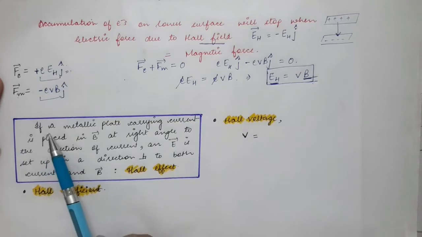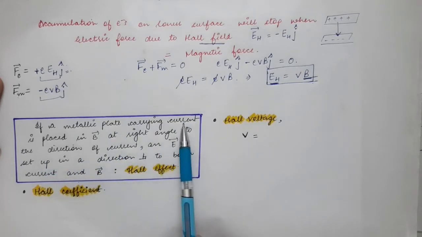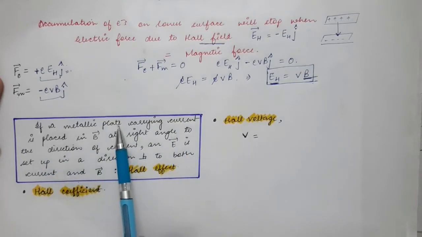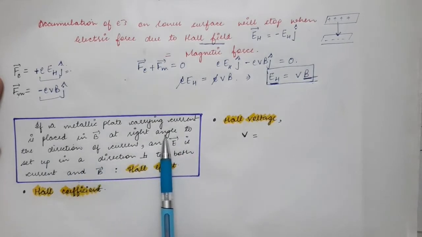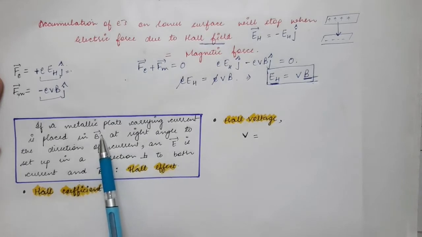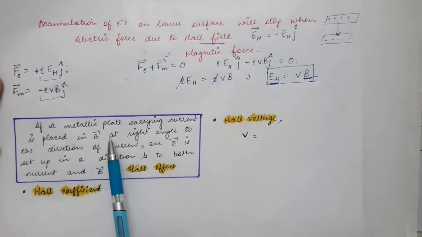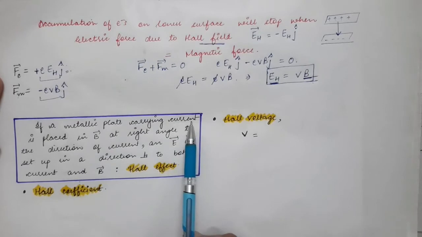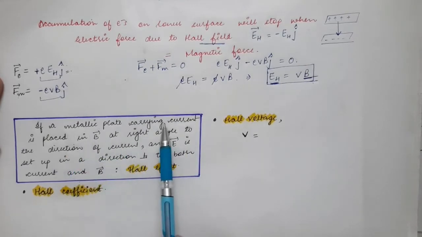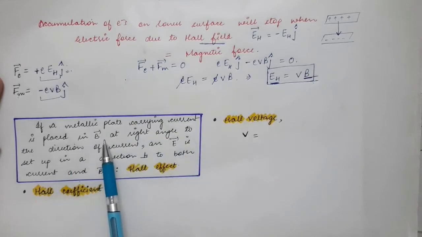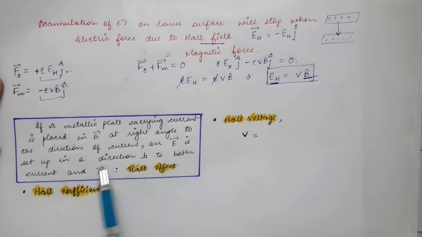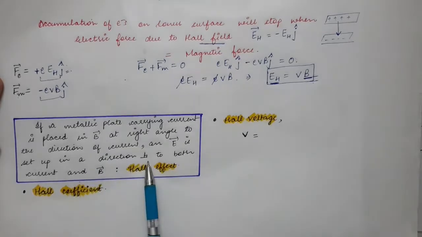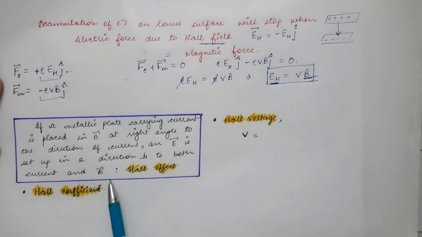So if a metallic plate carrying current is placed in a magnetic field at right angle, we have seen that the magnetic field was applied along the plus z axis and current was flowing along the plus x axis. So if a metallic plate carrying current is placed in a magnetic field at right angle to the direction of the current, an electric field is set up in a direction perpendicular to both current and magnetic field.